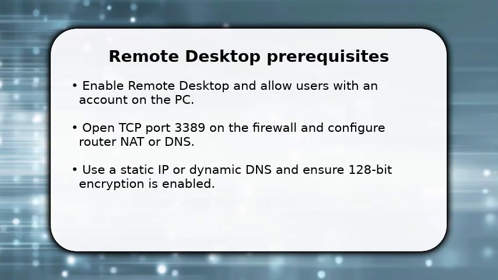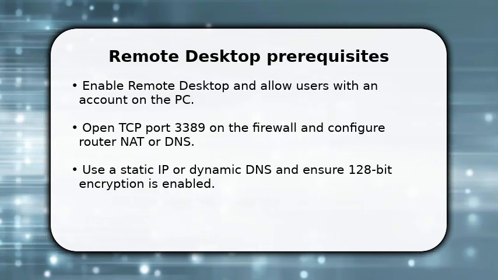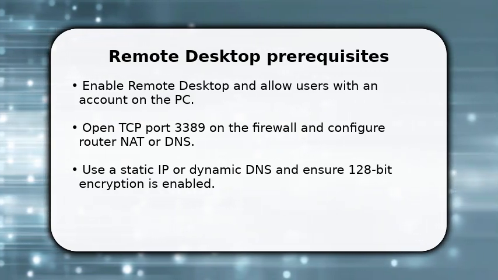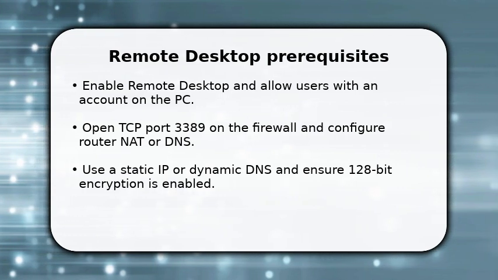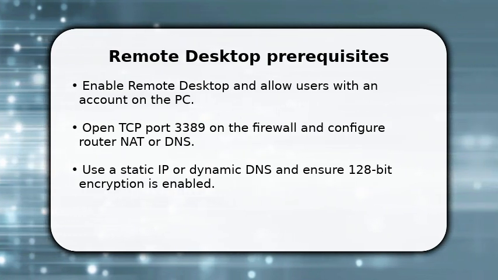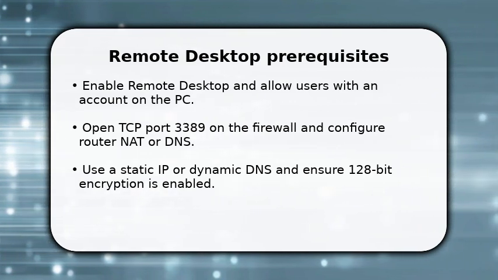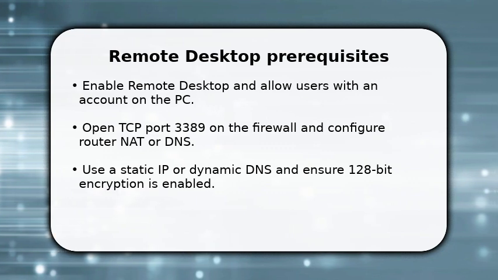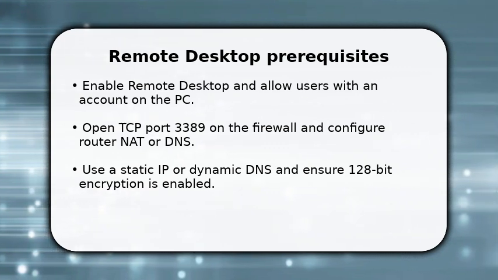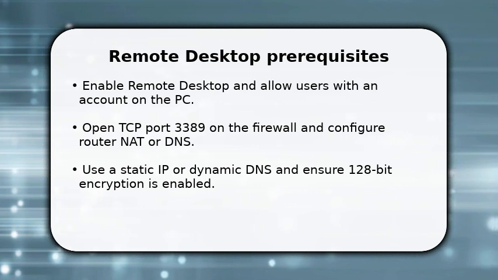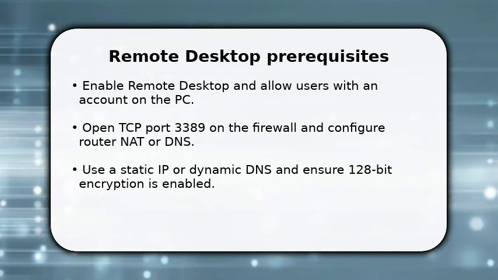Start by preparing the host computer for remote desktop access. Enable remote desktop and allow users with an account on the PC. Open TCP port 3389 on the firewall and configure router NAT or dynamic DNS as needed. Ensure the host is reachable by IP or hostname from the client network.